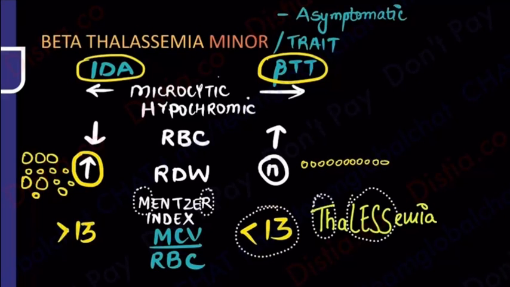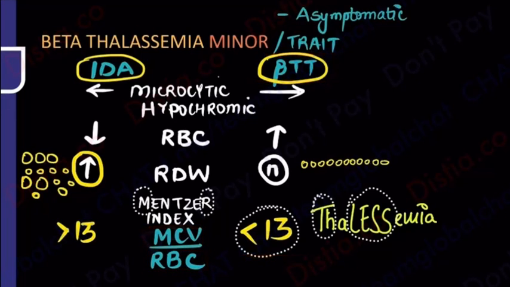So less than 13 is going to be thalassemia, and more than 13 is going to be iron deficiency, and there's a logic behind it. Because in whom is the denominator more? See, MCV is low in both of them, because for both it is going to be microcytic hypochromic. But for whom is the RBC count going to be more? RBC count is more in thalassemia patients. That is why the overall index has come low.